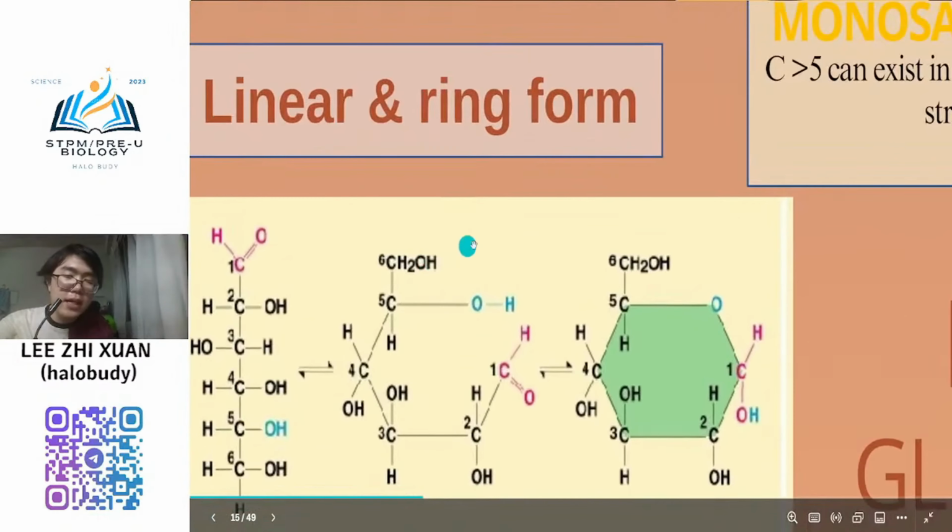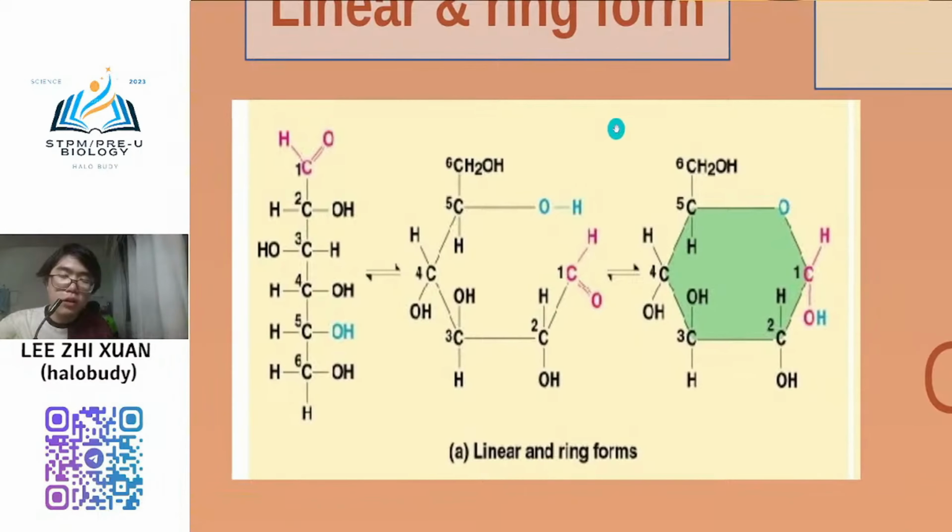This is very important. You need to know how it changes. This one is an example of alpha glucose. Alpha glucose, the basic one. So the first important thing is you need to label the carbons first, the number of carbons. You already learned this in STPM, right? How to number the carbons.